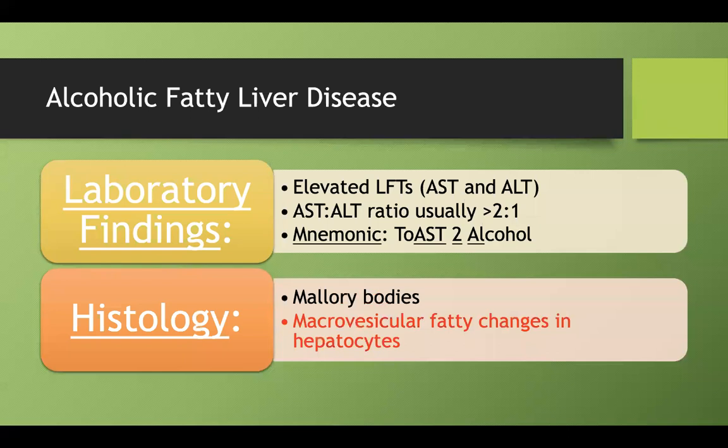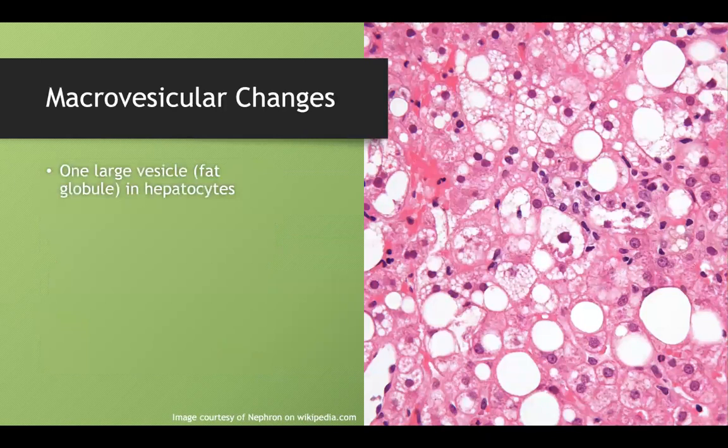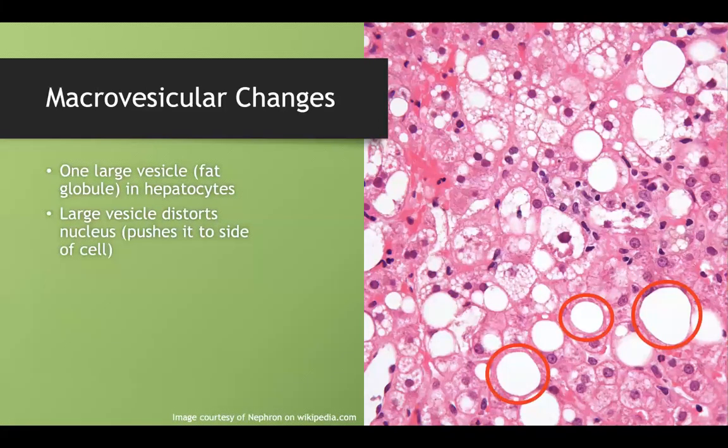You may also see macrovesicular fatty changes in the hepatocytes. So what are these? These are basically fat globules that are getting so large in your hepatocytes that it's kind of pushing everything else out of the way. So you have these large fat vesicles, and they can distort the nucleus. So I'm going to circle a few of the cells here. You can see many more. These are macrovesicular. You can see this massive fat globule here, and it's pushing the nucleus out of the way to where you can't even see the nucleus in the center of the cell anymore.